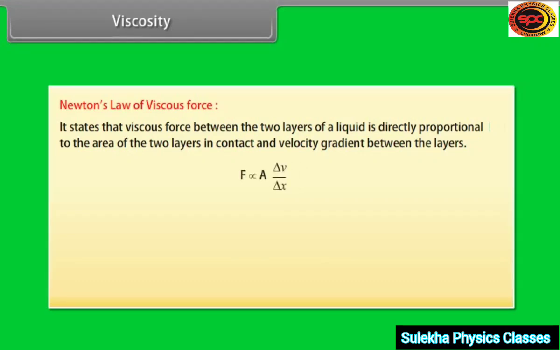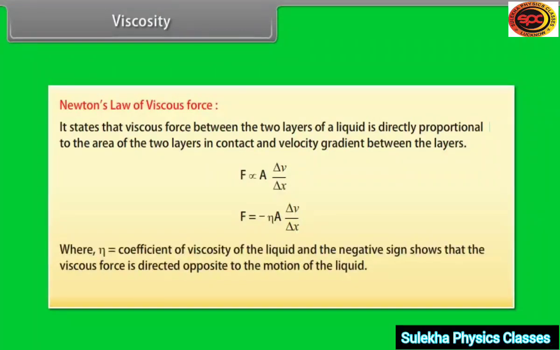F is directly proportional to A × delta v upon delta x. This equation can be written as F = −η A delta v upon delta x, where η is the coefficient of viscosity of the liquid, and the negative sign shows that the viscous force is directed opposite to the motion of the liquid. Its dimensional formula is ML^−1 T^−1.